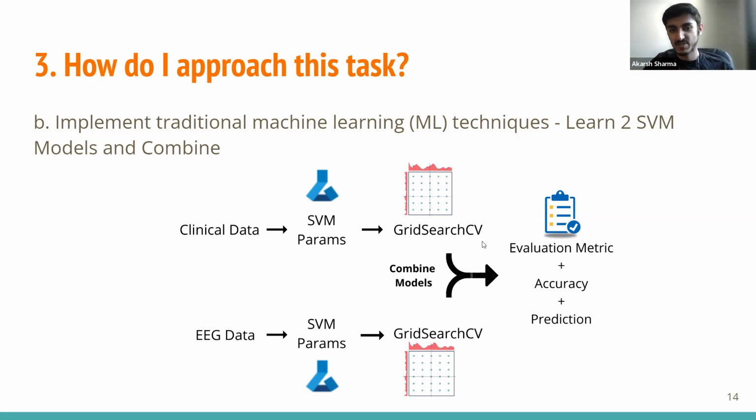And the details in between: grid search CV is basically just finding the best hyperparameters for the model, and you get a prediction, accuracy, and our evaluation metric.